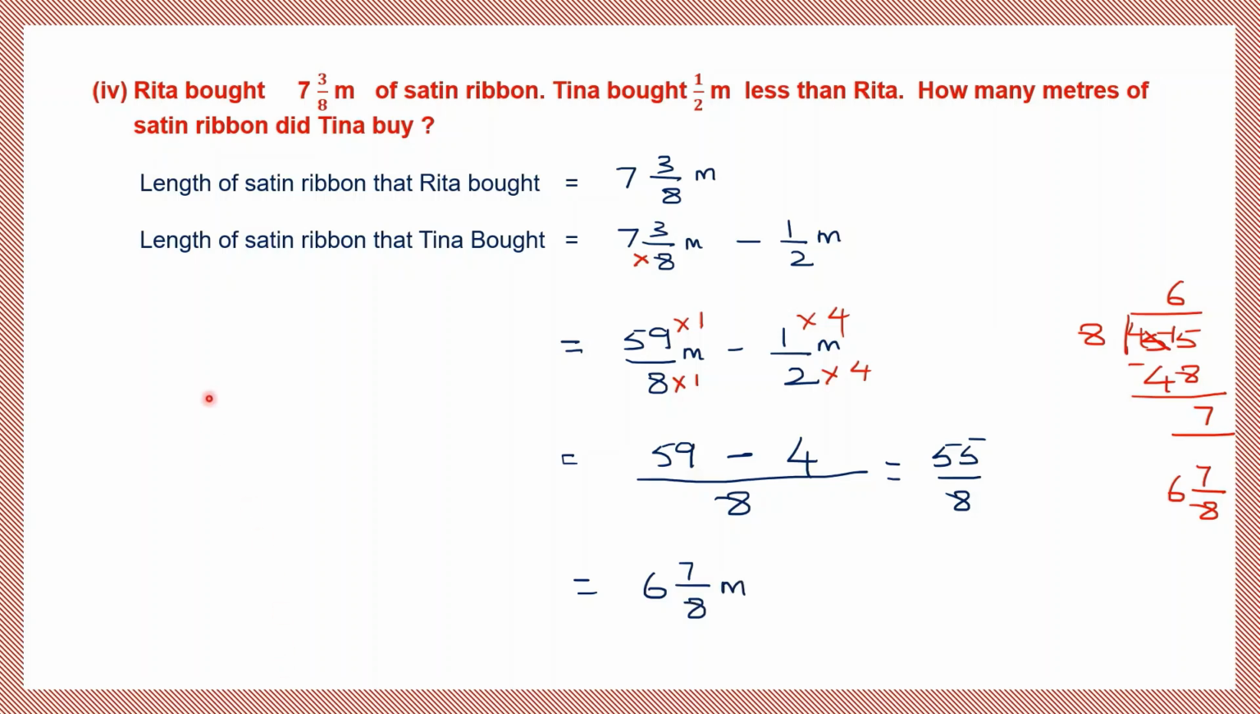And what is this? This is the length of the satin ribbon that Tina bought. So what is the length? 6 7 by 8 meters. So this is our final answer.